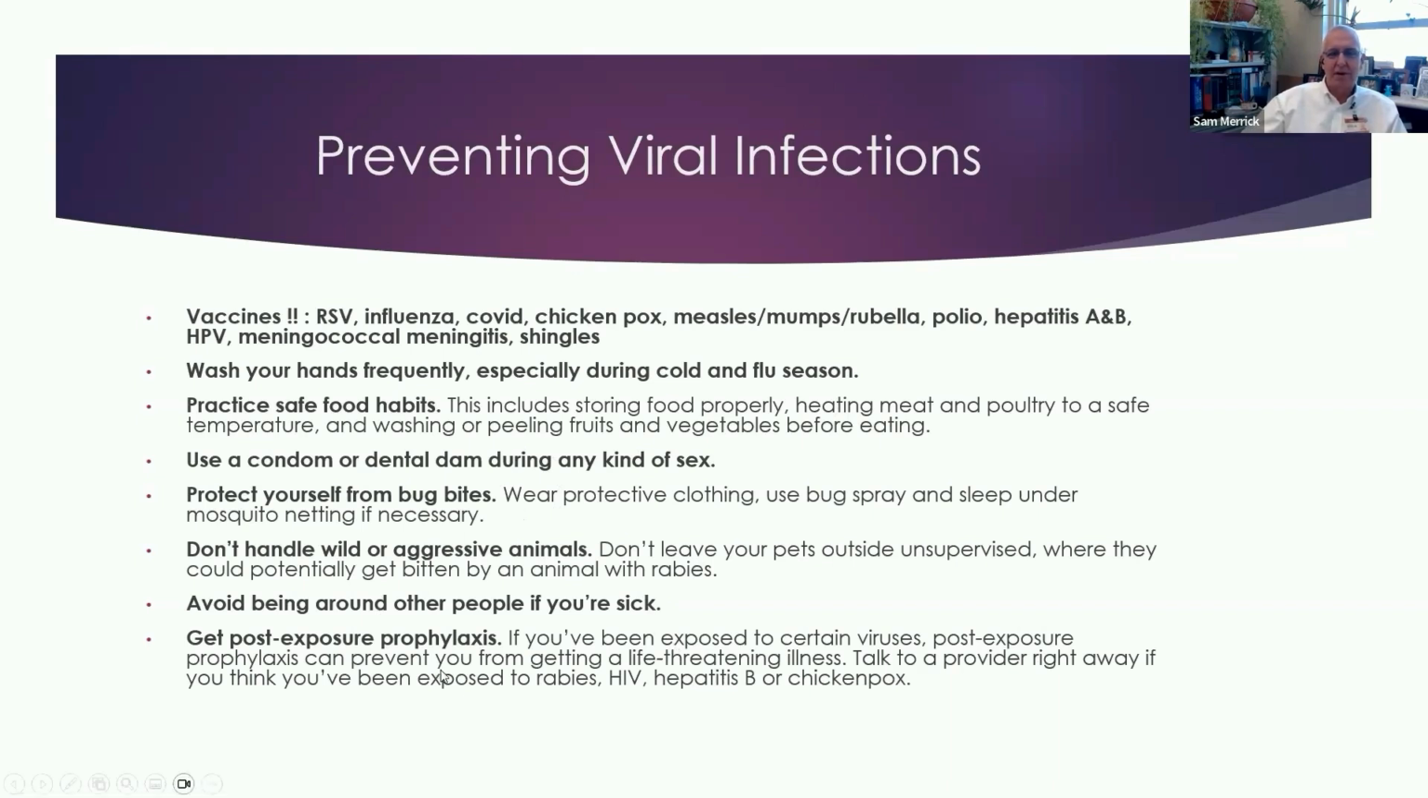And there are some things where you can get post-exposure prophylaxis, such as rabies, HIV, hepatitis B, or chickenpox as examples. So if you think you've been exposed, there are infusions you can get or shots that can help you prevent getting that if you don't have immunity. But hopefully people are vaccinated for a lot of these things.